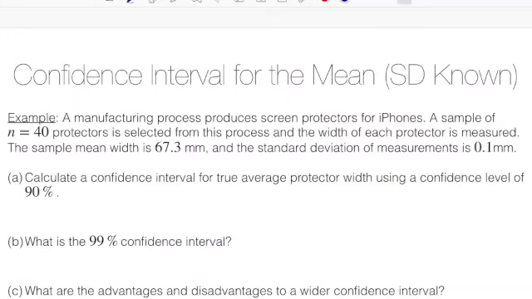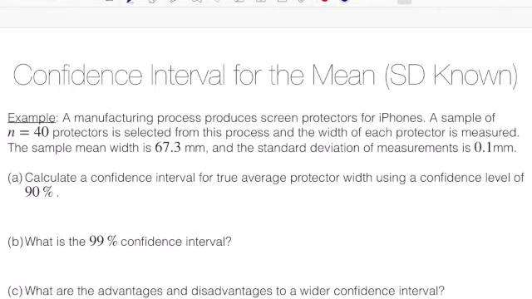In class, we've been studying some theoretical derivations of confidence intervals, and the goal of this video is to just apply a confidence interval to a particular example. So let's suppose that we have a manufacturing process that produces screen protectors for iPhones, and our goal is really to estimate the true average width of a screen protector produced by this process. And so we might take a sample of 40 different screen protectors at random and measure the width.